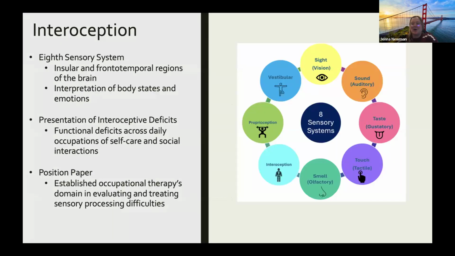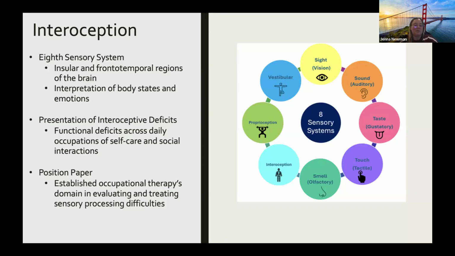So interoception is often referred to as the eighth sensory system, and the interoceptive processing centers in the brain are located in the insular and the frontotemporal regions of the brain. Interoception allows us to interpret internal visceral sensations as body states. It's the system that alerts us to basic bodily needs, which can include hunger, thirst, temperature, pain, itch, muscle tension, sexual arousal, and visceral sensations of bladder or bowel fullness. This is an internal sensory system in which the internal physical and emotional states of the body are noticed, recognized, and then responded to.